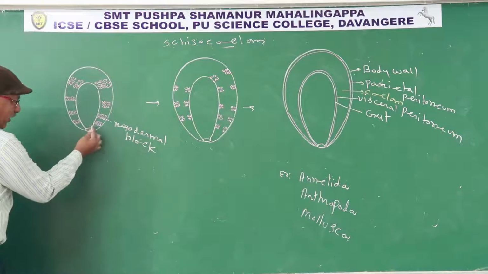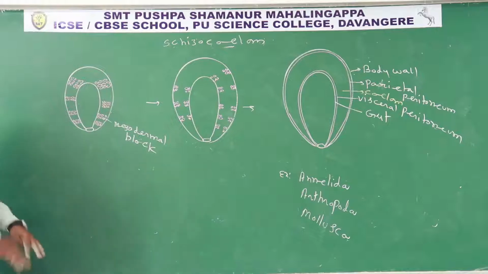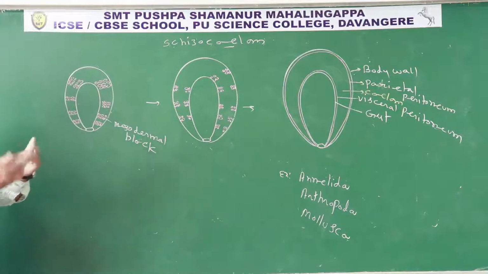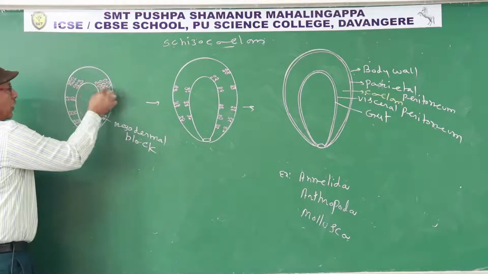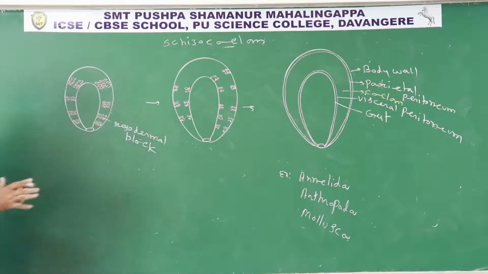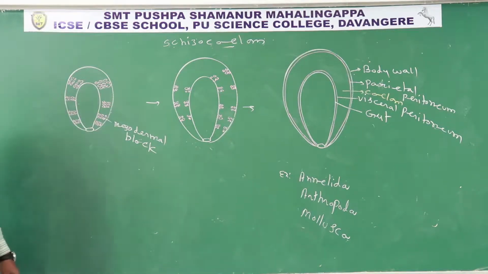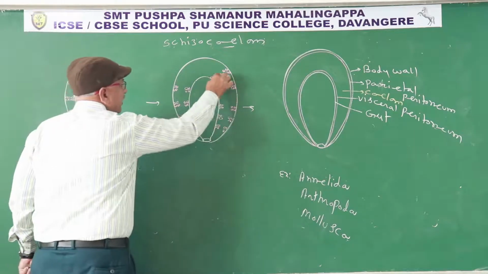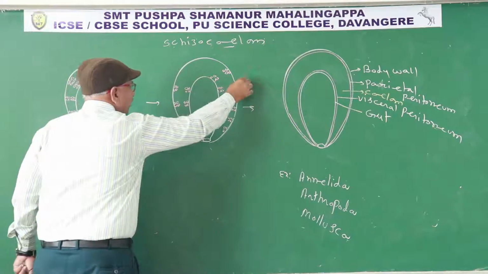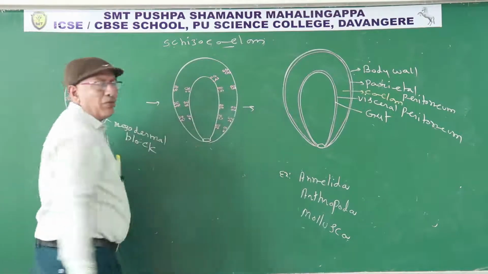The cells present at the rim, meaning the edge of the gastrula, undergo repeated mitotic division. As a result, several new cells are formed. The newly formed cells congregate, come closer, and form paired blocks. They are known as mesodermal blocks. One pair, another pair. In this manner, paired mesodermal blocks form between body wall and alimentary canal. Later, these blocks split. Due to splitting, a cavity is formed. This cavity is present between body wall and alimentary canal, lined by mesodermal layer. So it is a coelom.